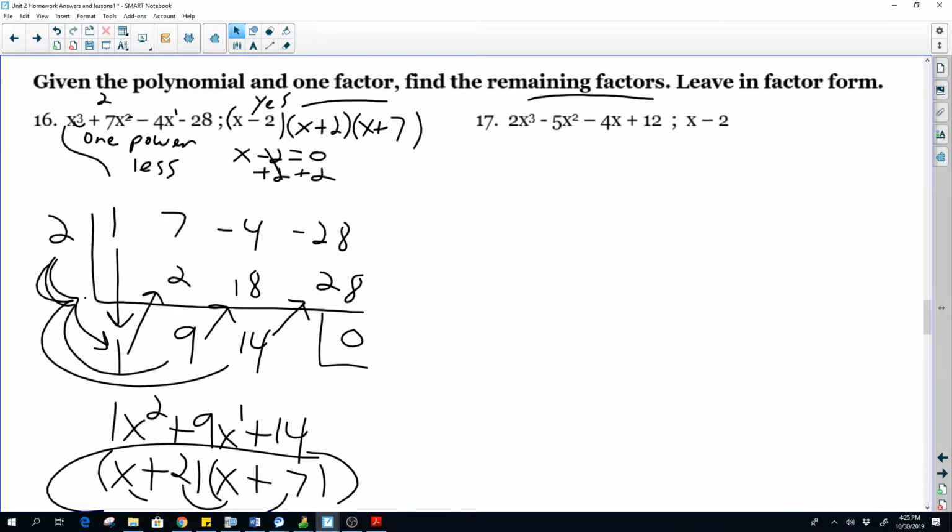So you try number 17 on your own. Try number 17 using synthetic division. I'm going to pause. Do it first, then I'll show you my answers.